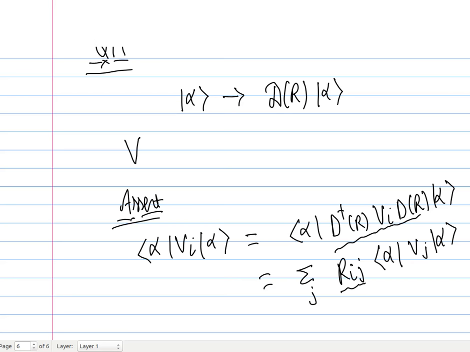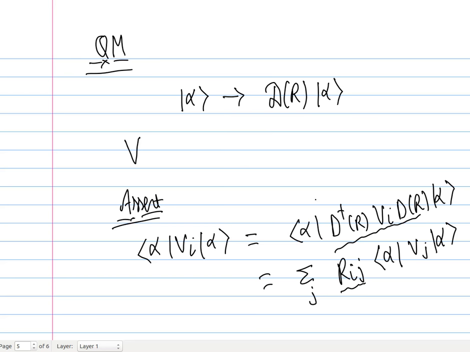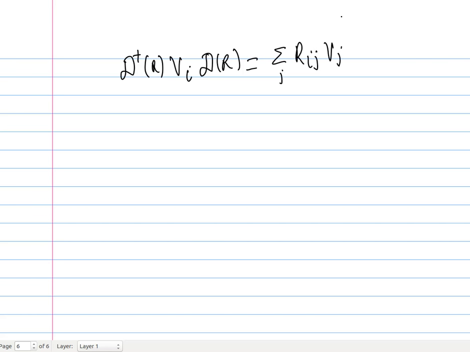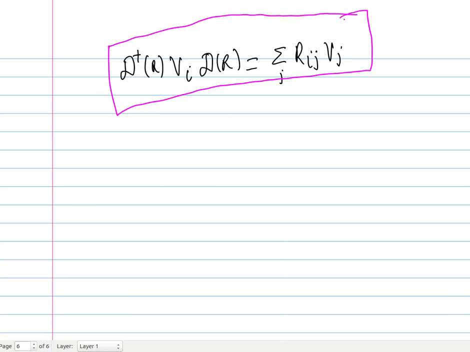But this is valid for any arbitrary ket. So that basically implies that I should have D dagger of the rotation acting on vi D should be equal to the summation over j of rij vj. So this will be the defining condition for my vector operator, and let us find out what it entails. So this is my defining condition.